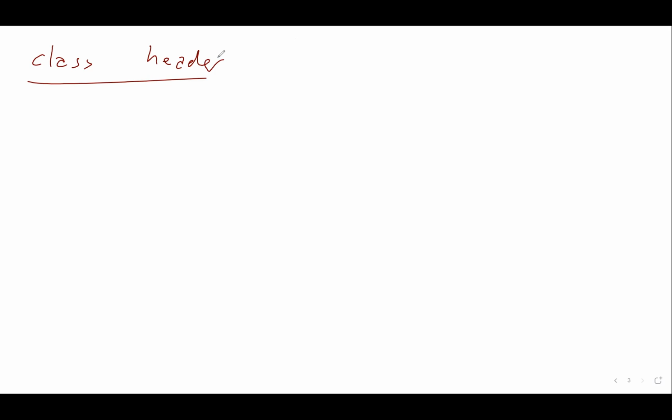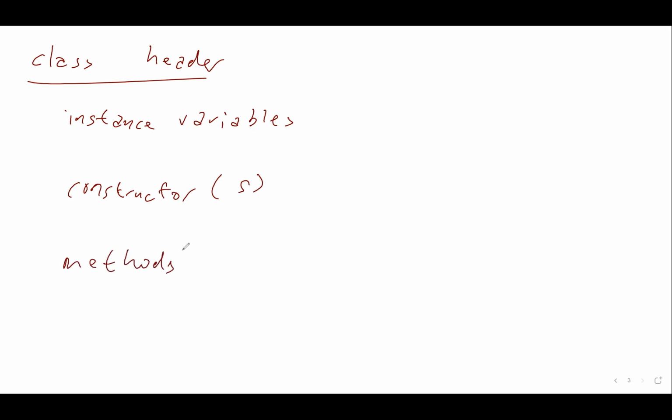You would need instance variables. Instance variables. So let's say instance variables first. We need instance variables. We need a constructor, or constructors if we're going to overload. And last, we need methods. So let's kind of construct a class together.